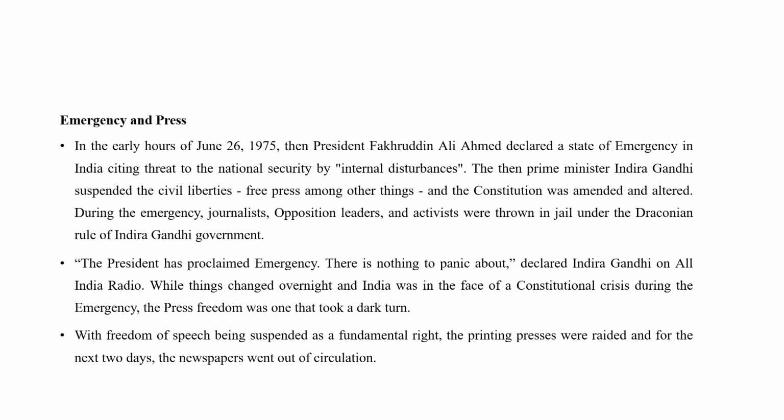The president has proclaimed emergency. There is nothing to panic about, declared Indira Gandhi on All India Radio.